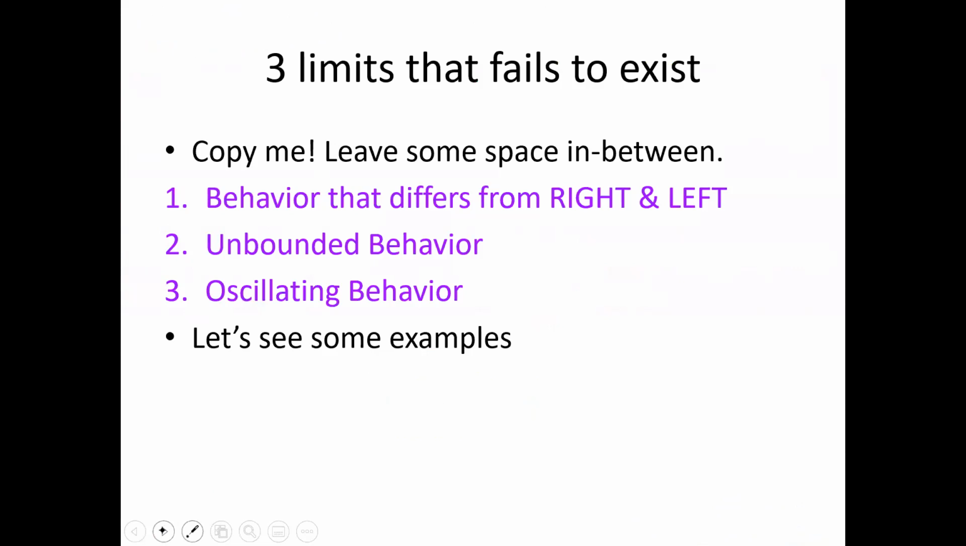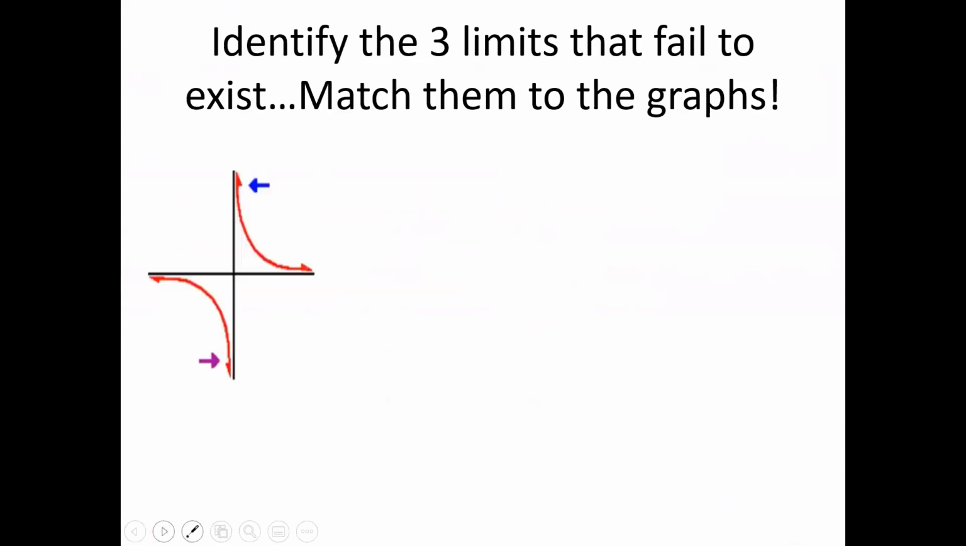Okay, these are the 3 limits that will fail to exist. The first one is behavior that differs from left to right. The second one is unbounded behavior. And the third one is oscillating behavior. So these are the 3 types of limits that will fail to exist. Let's see some examples.